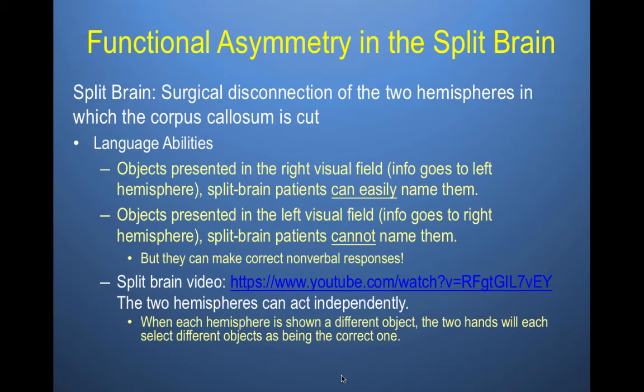So I think that's an awesome video for demonstrating functional asymmetry. And overall, it reveals that language is processed on the left and spatial abilities are processed on the right. When you do process faces, that is putting these sort of spatial components together. So that would explain the relationship between face processing and spatial processing.